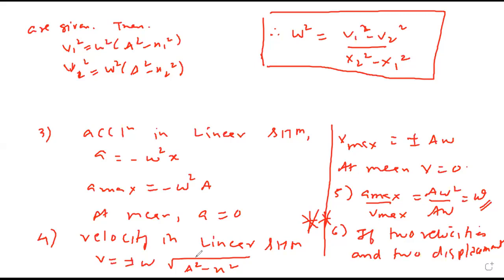Sir, at mean position, velocity will be maximum, no? No, at mean velocity is 0. Sorry. At mean it is maximum. At mean V is maximum. Acceleration is 0. Sorry, thank you.